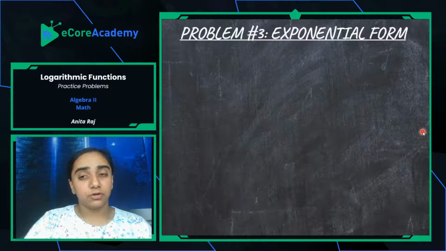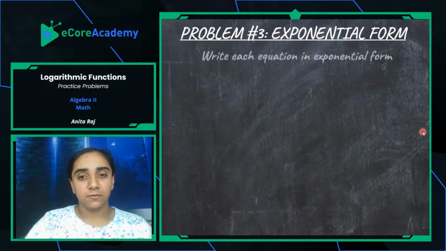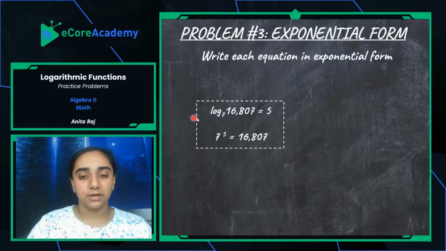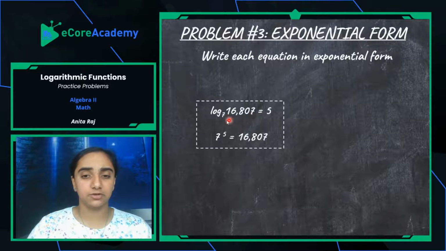Let's look at problem number 3. We're going to be writing in exponential form. So we're writing each equation in exponential form. The equation is given in logarithmic form. So here's the first one. We're given log base 7 of 16,807 equals 5. How do we write this in exponential form?